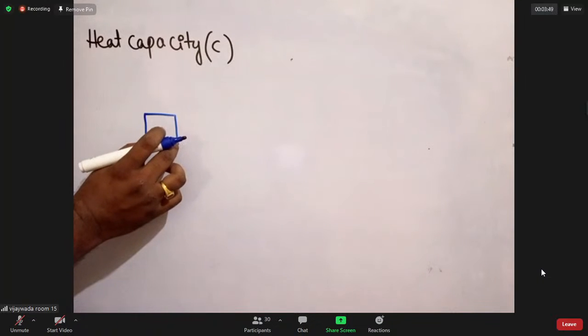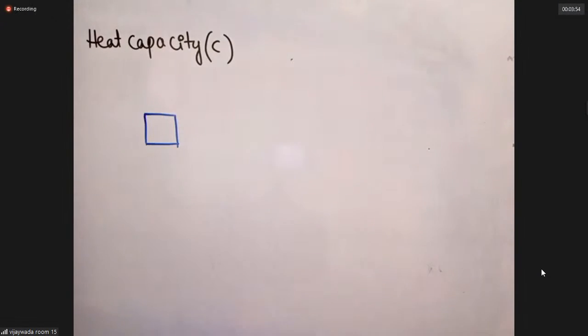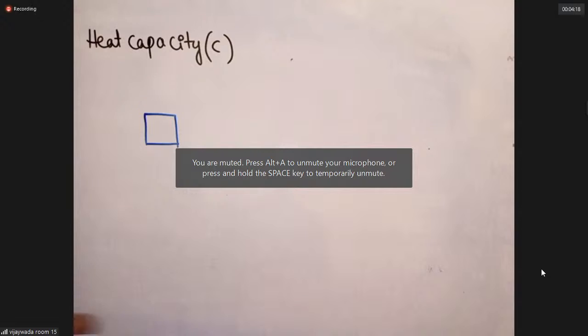...is the temperature of this system by 1 degree Celsius. How much heat is supplied to the system is called heat capacity. The minimum amount of heat required for a system to raise its temperature by 1 degree Celsius is called the heat capacity of the system. Okay, students, write down the definition of heat capacity.